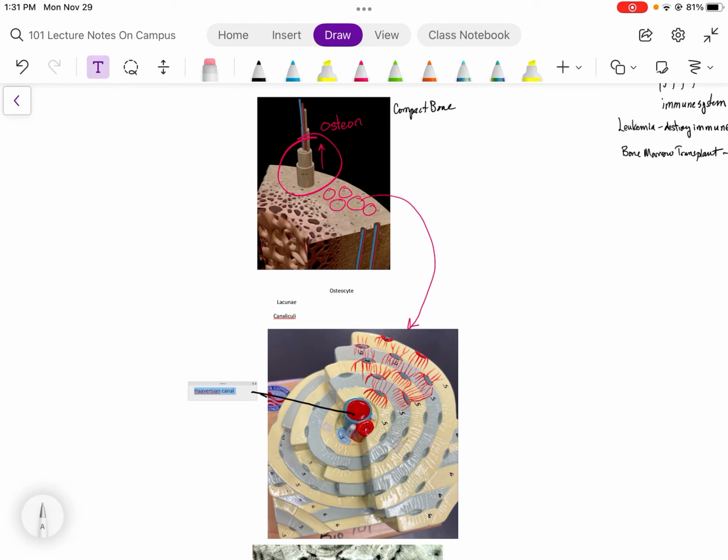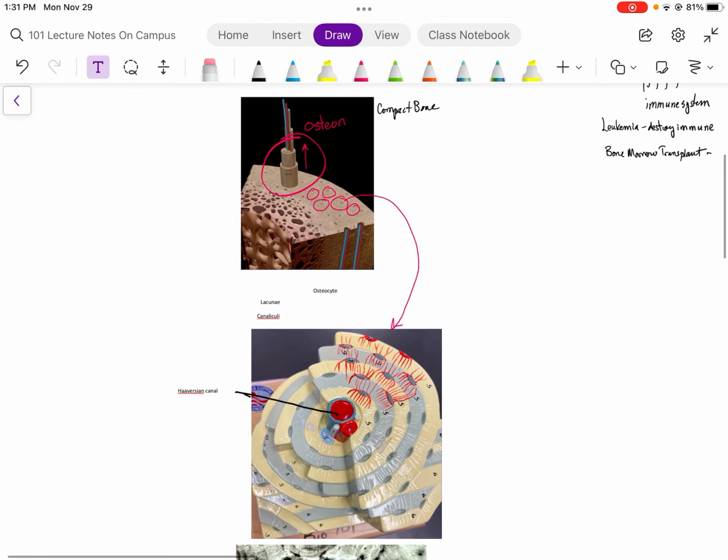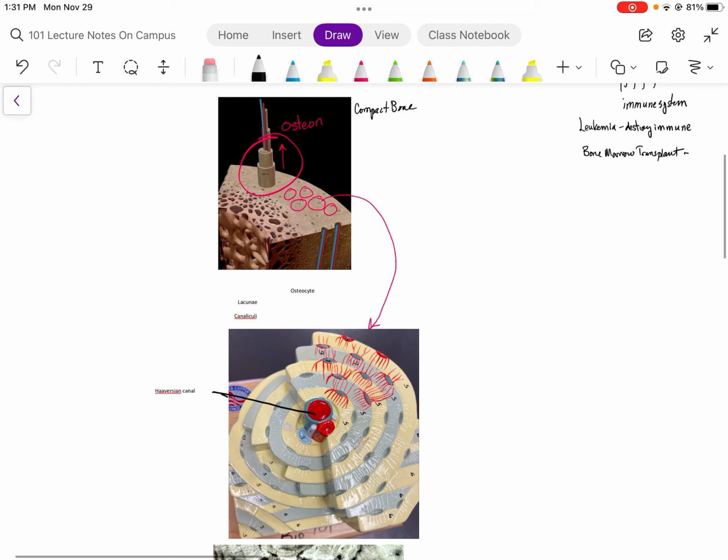I should write osteon really big on here because that's what this is. This is an osteon, the fundamental unit of bone growth. And then you'll see, moving out from that osteon through these bone layers, that it is rolled up like a Swiss roll.